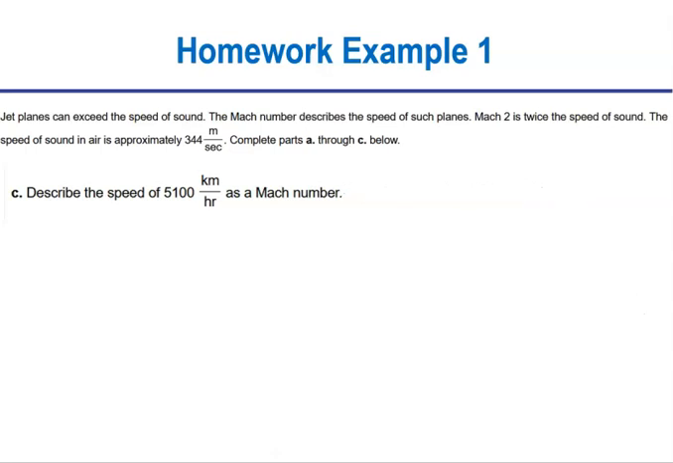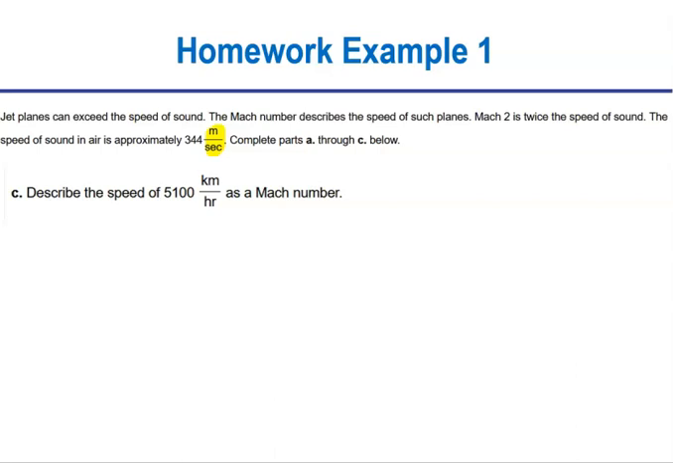All right, how did it go? Notice I got rid of some stuff over here. It tells you how to start the problem. I don't want you to know how to start the problem. I need you to know how to do this on your own. So we're supposed to describe the speed of 5,100 kilometers per hour as a Mach number. Okay, so we need to know what this is in terms of meters per second. That's our deal right there. First of all, we've got to know what this is in terms of meters per second.